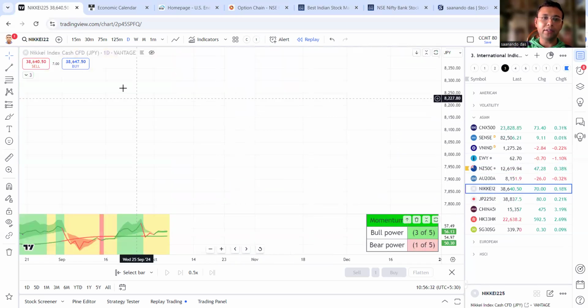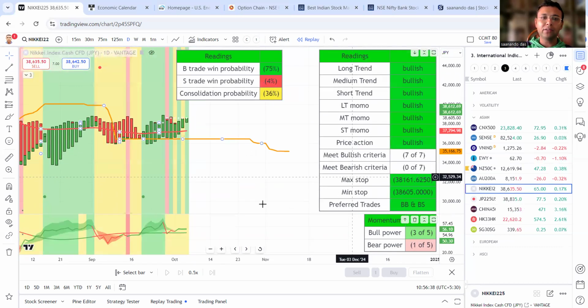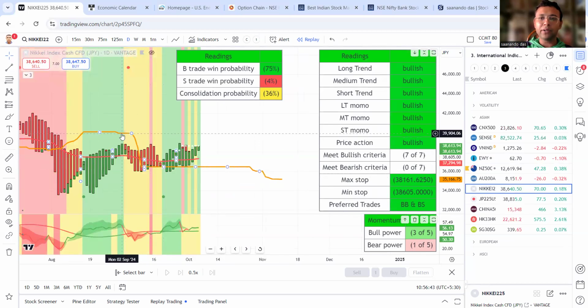Japan means Nikkei. Nikkei is more in a range-bound situation, where this is a lower base we have, very strong. And this is the upper resistance around 39,000 to 40,000. That is a major resistance. So Nikkei is spending more time in the range.